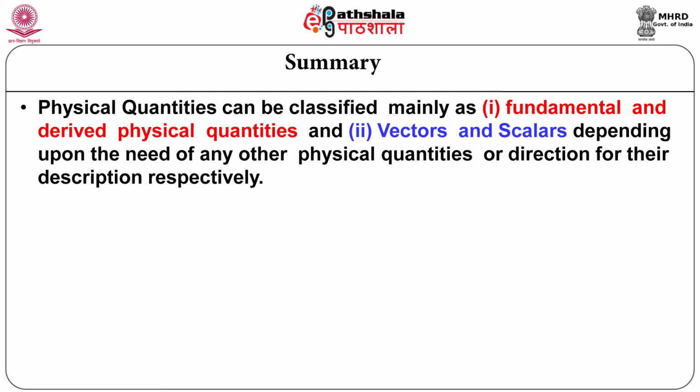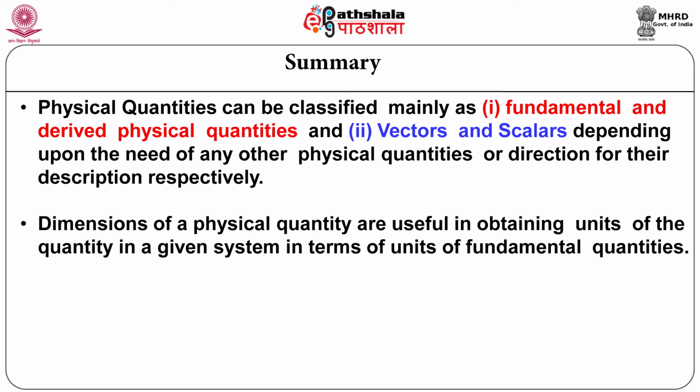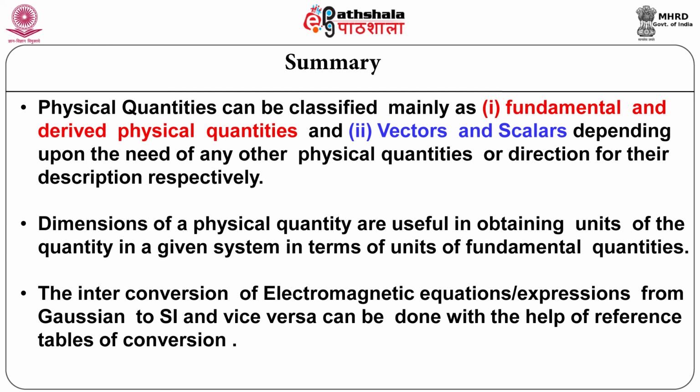Summary: physical quantities can be classified mainly as fundamental and derived physical quantities, and vectors and scalars, depending upon the need of magnitude alone or direction as well for their description respectively. Dimensions of a physical quantity are useful in obtaining units of the quantity in a given system in terms of units of fundamental quantities and many other things. The interconversion of electromagnetic equations or expressions from Gaussian to SI and vice versa can be done with the help of reference tables of conversion.